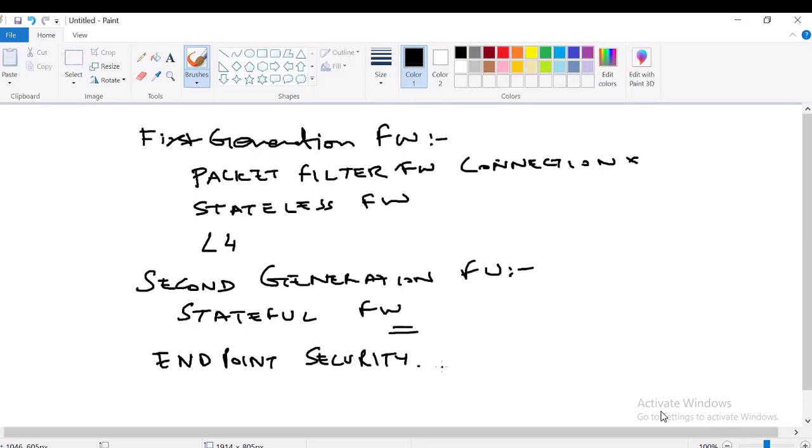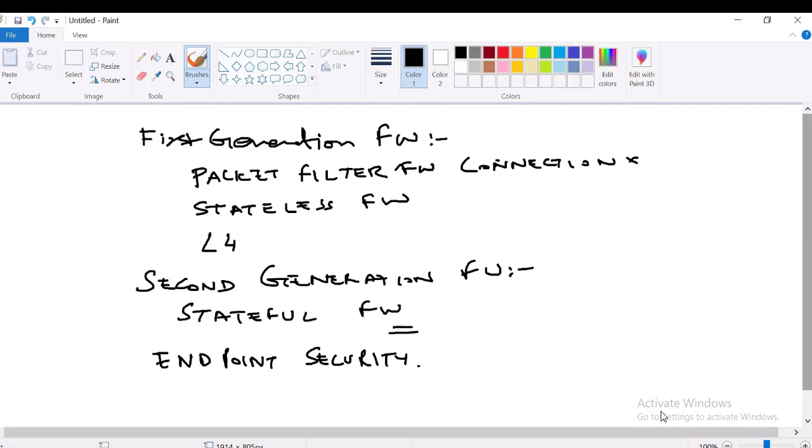Okay, now what is endpoint security, guys? It's simple. Endpoint security is where your antivirus, IPS, URL filtering, all these will be under your endpoint security, like your Symantec examples and so forth, which will be deployed on the host machine. It was just an added feature.